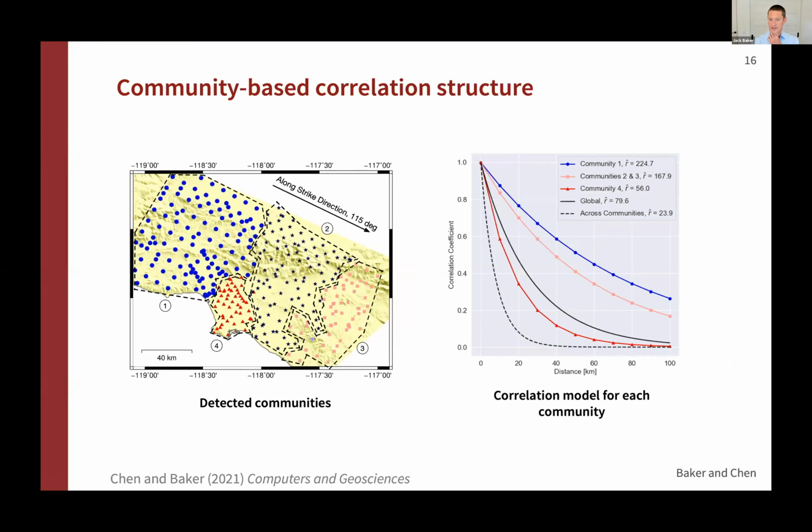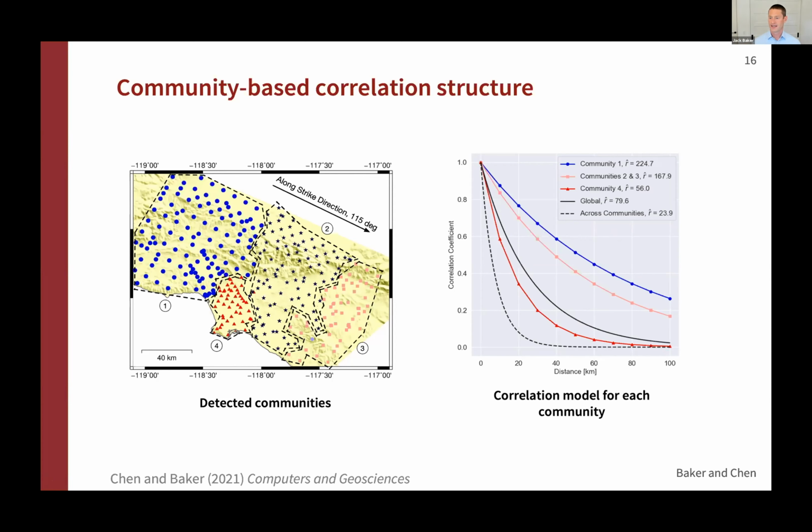And I guess if we then take those 3 groups, if we merge clusters 2 and 3 together, and compute correlations within those communities, we get models like this. The blue line indicating community 1, we've got this very high correlation that's decaying more slowly with distance. The black line is our global correlation that's lower. And then the dashed black line is the correlation when we cross communities, and that's even lower.